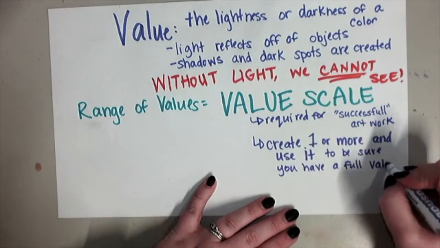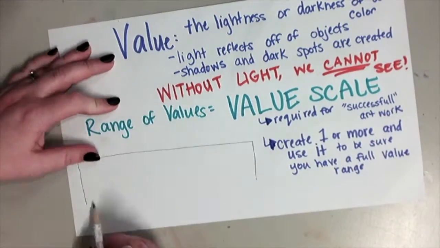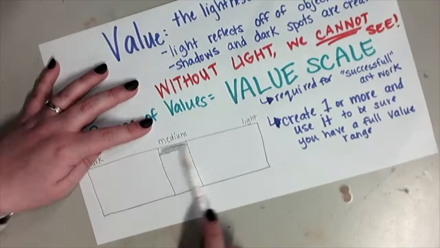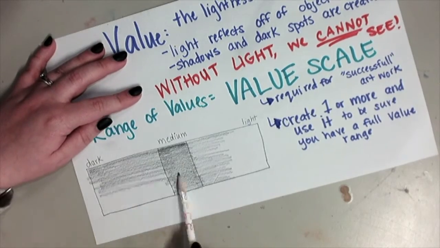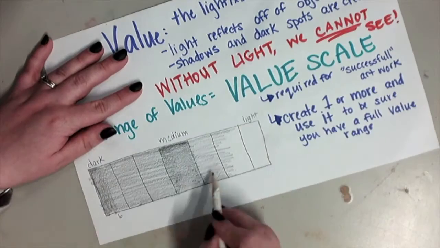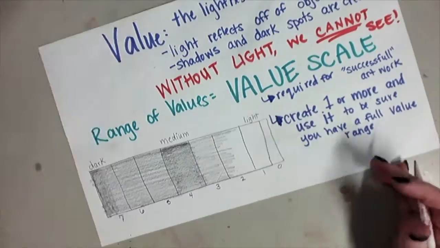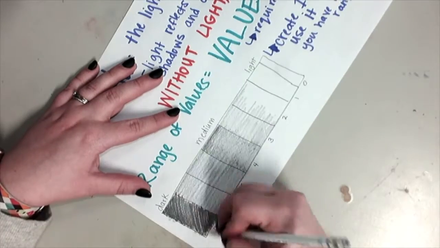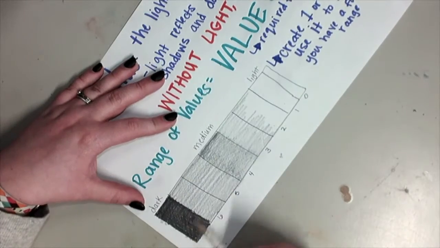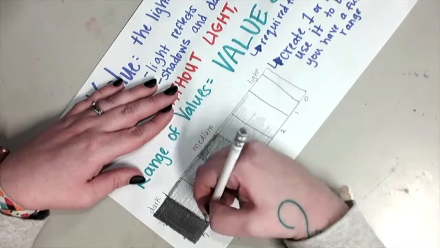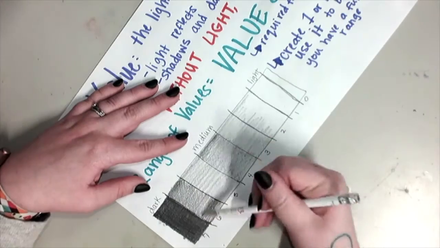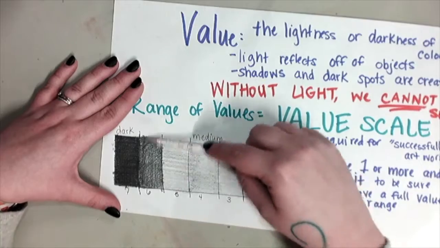You can even create one or more and then use it to be sure your artwork has a full range of value. So this is an example of a basic value scale with a simple drawing, just a regular number 2 pencil that I have. I divided it up in the very middle to make a medium tone, and then 8 spots across.